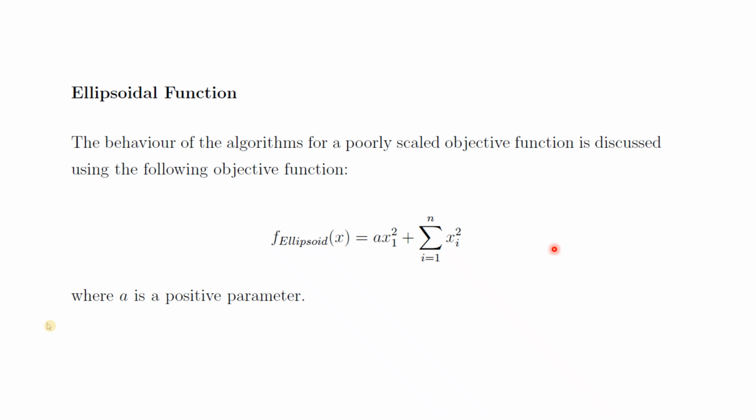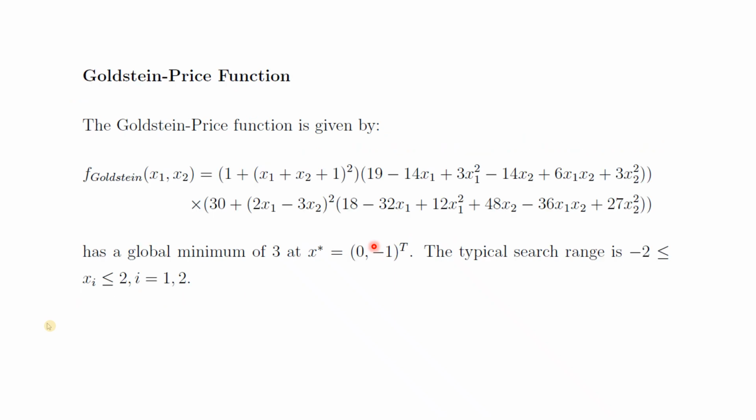Now this is another test function, which is called the ellipsoidal function. This is the equation of an ellipse. Here also you have to determine the values of x, where a constant value is given. A is a positive parameter, so you can take a as any positive parameter. So this is another single objective function which has no constraint.